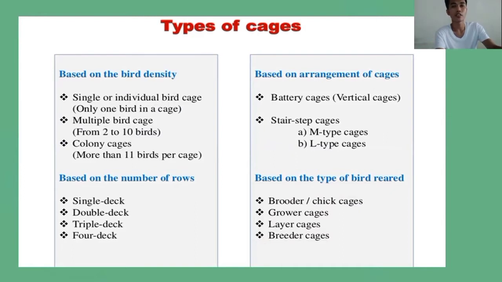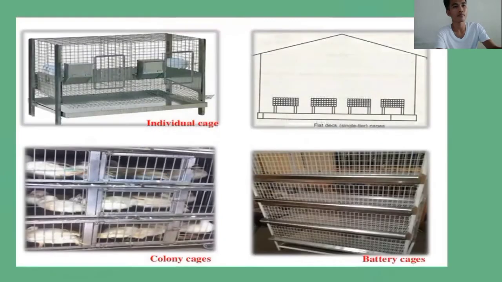Based on the arrangement of cages: battery cages or vertical cages. We have stair-step cages, and under stair-step cages we have M-type cages and L-type cages. Based on the type of bird reared, we have the brooder or chick cages, grower cages, layer cages, and breeder cages. As you can see in this illustration are different types of cages: the individual, the colony, and the battery cages.